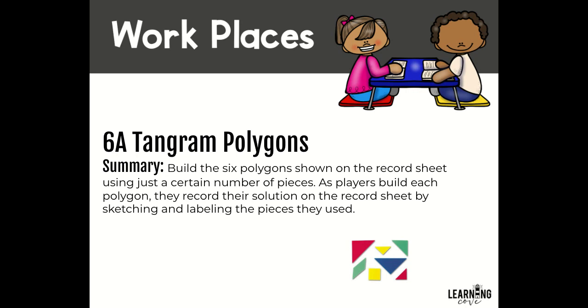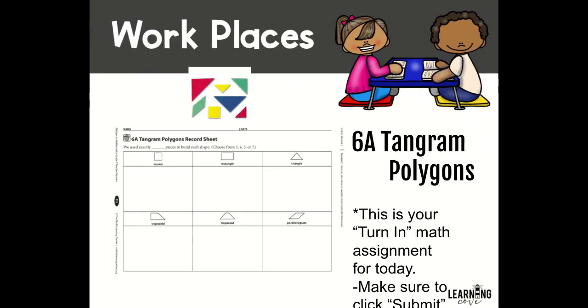On the bottom, make sure you press submit on your Google form. After that, make sure you go to Google Classroom and click the Turn In button. So this is all that you have to do: watch the video for 6A Tangram Polygons, and fill out the Google Forms. This counts as your record sheet.